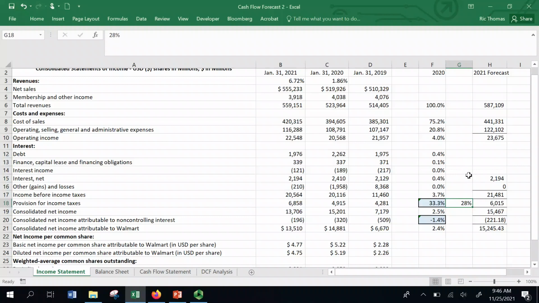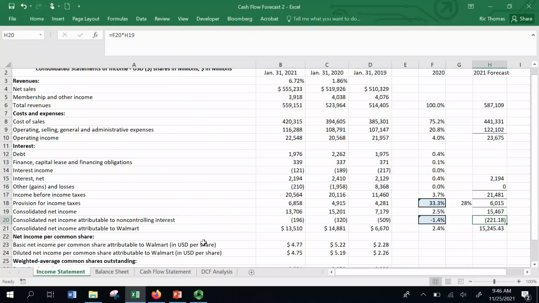However, there are also other taxes that they're going to be paying, state and local or whatever other taxes they might be paying. And also, they may have some deferred taxes they need to pay. So I'm going to put it at 28. But again, this might be a number you spend some time trying to really think about and get right. So that gives me this number here. When I take 21,481 divided by minus 6,015, I get consolidated net income.